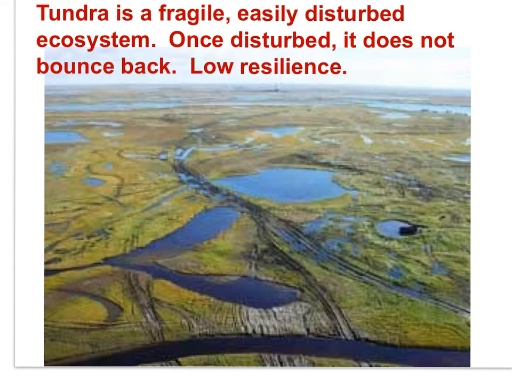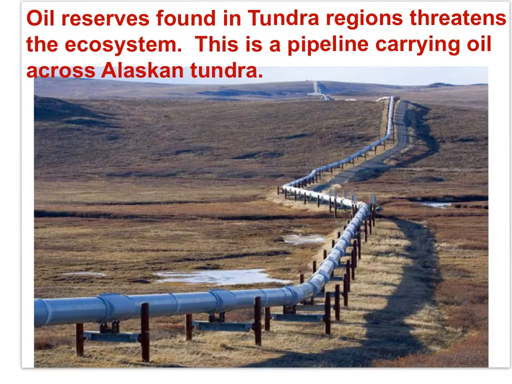The tundra is a fragile, easily disturbed ecosystem. Once disturbed, as you can see by these ruts of old roads, it does not bounce back. It has low resilience. Oil reserves found in tundra regions threaten the ecosystem. This is a pipeline carrying oil across Alaskan tundra.